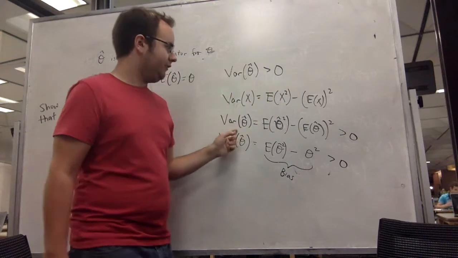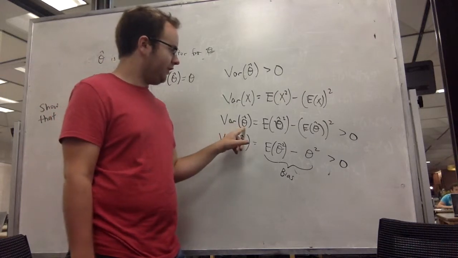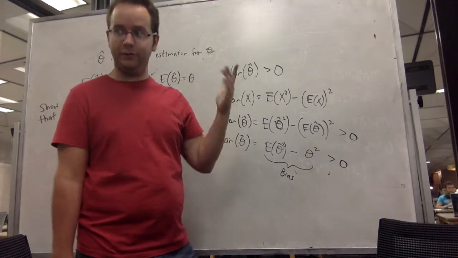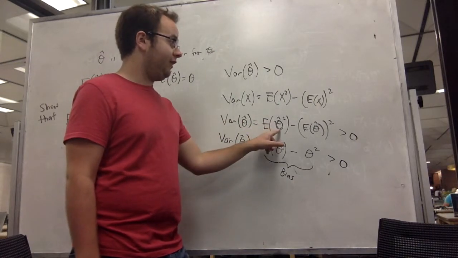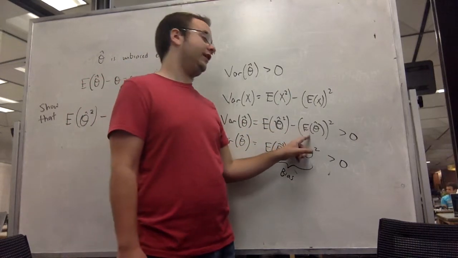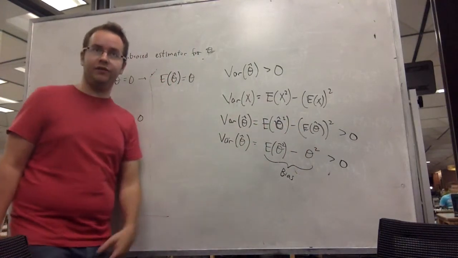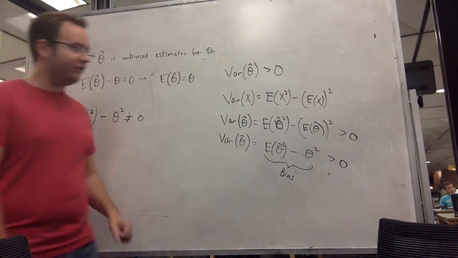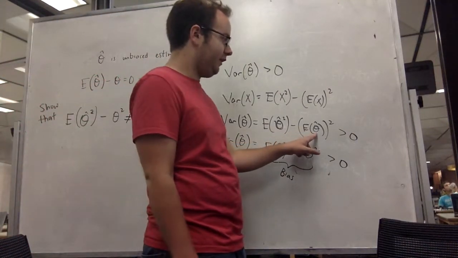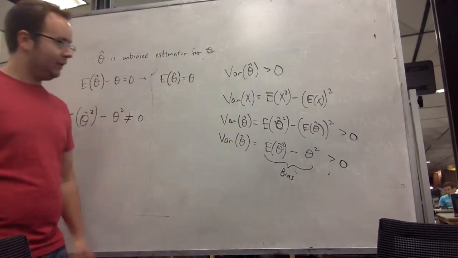We're going to drop down to this formula, replacing every instance of x by theta hat. So the variance of theta hat, which was given to be positive, and we'll make that conclusion in a minute, is the same thing as the expected value of theta hat squared minus the expected value of theta hat, that quantity squared. What is the expected value of theta hat? Well, they told us theta hat was an unbiased estimator, so the expected value of theta hat is theta.